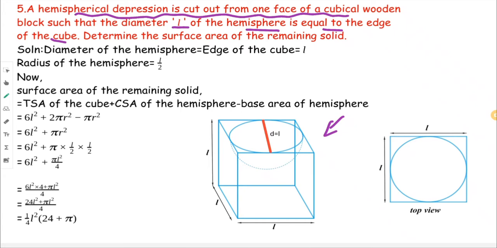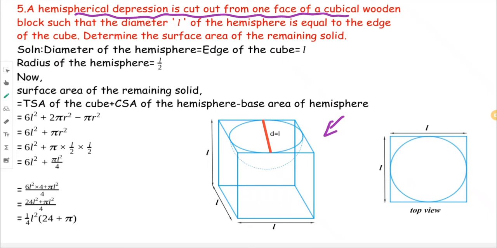So you can see that the diameter here I've marked with red. This diameter is equal to the edge of the cube, means the length. So we know that in a cube, if we know one side, all the others are the same. That's why you can see that this is L, this is also L, L, L. Alright, so now what are they asking us to find? Determine the surface area of the remaining solid, right?